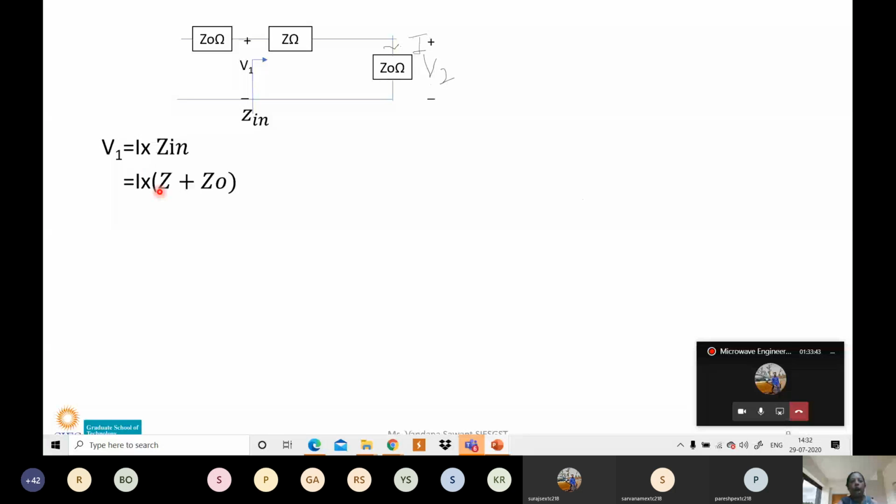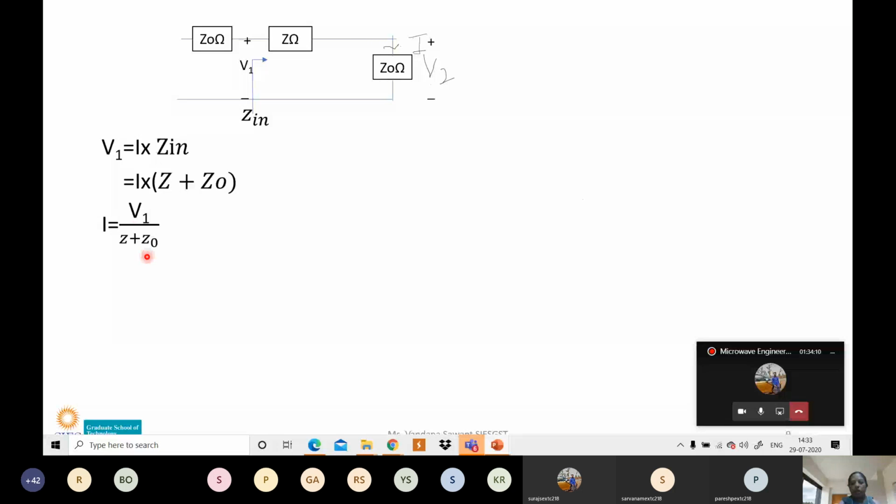Now from this equation, if we rearrange the terms, we can write the equation for I. What we are doing here is just taking Z plus Z0 to this side, so that whatever is in the multiplication will go into division, and I becomes equal to V1 divided by Z plus Z0. Did all of you get till this point? Okay. Now this is your I value.